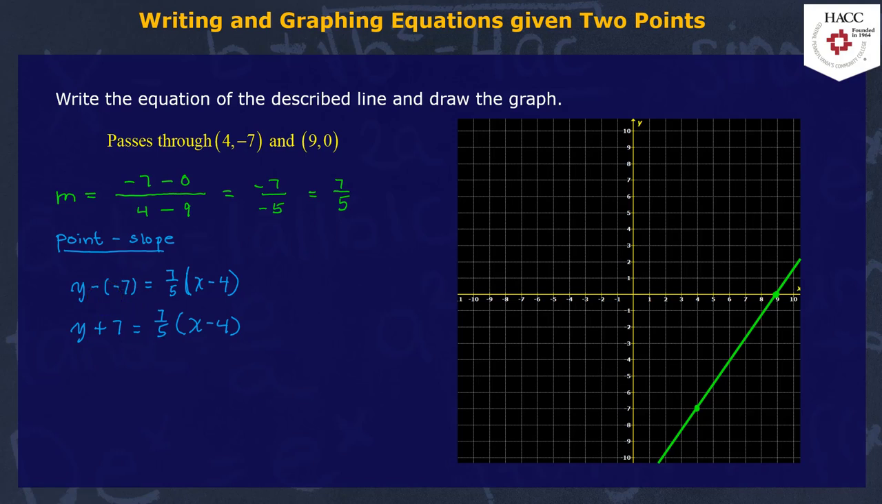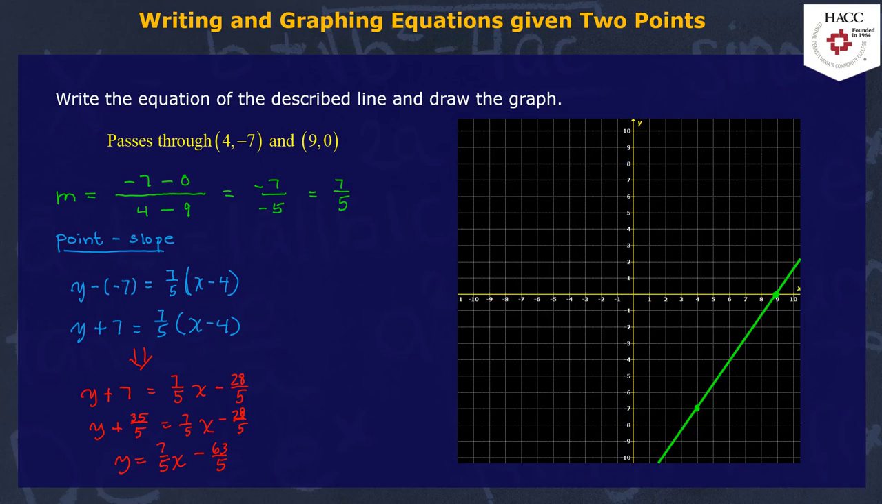In order to put this into slope-intercept form, all I really have to do is solve for y. So I'm going to multiply this right-hand side through, distributing that 7/5. I'm then going to subtract 7 from both sides. Well, I'm going to turn 7 into 35/5 and then carry through the subtraction. And I would get the equation y equals 7/5 x minus 63 over 5, which is roughly 12.6, so minus 12.6.